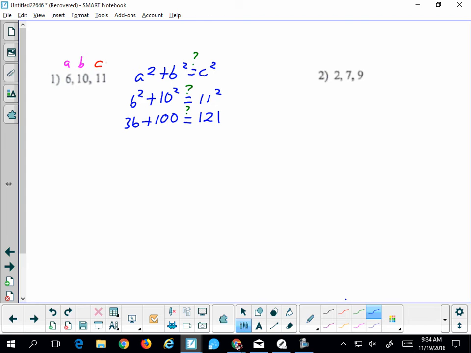We add our a squared plus our b squared, and we get 136. So we still have 121 over here. Well, they're not equal. So this tells us automatically that this is not a right triangle.